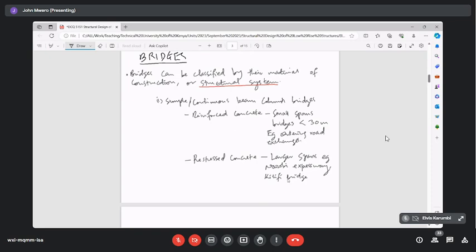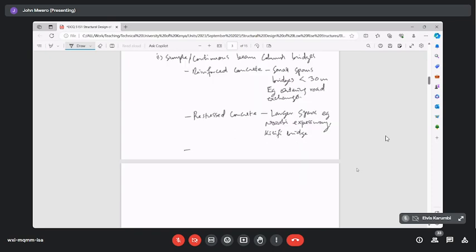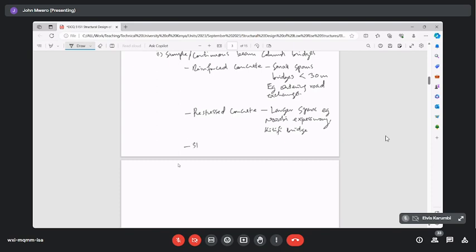And bridges could be made of structural steel. This could also be composite steel concrete, or purely structural steel. Okay.